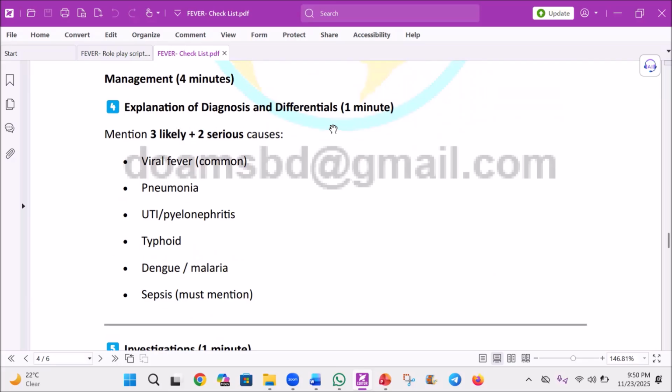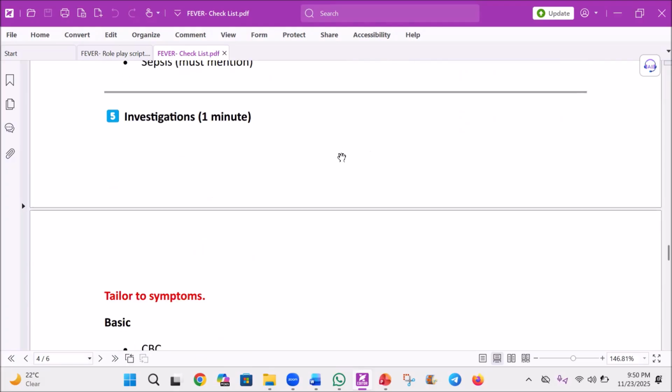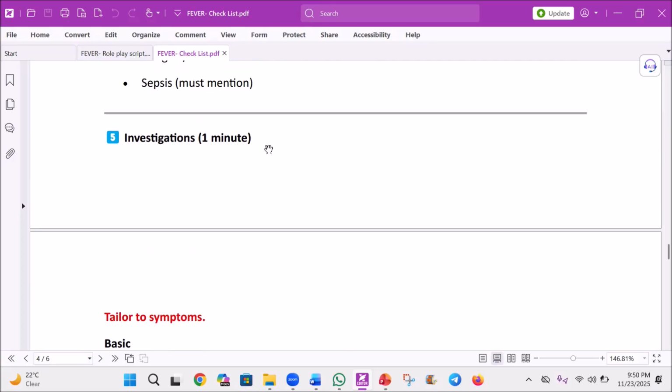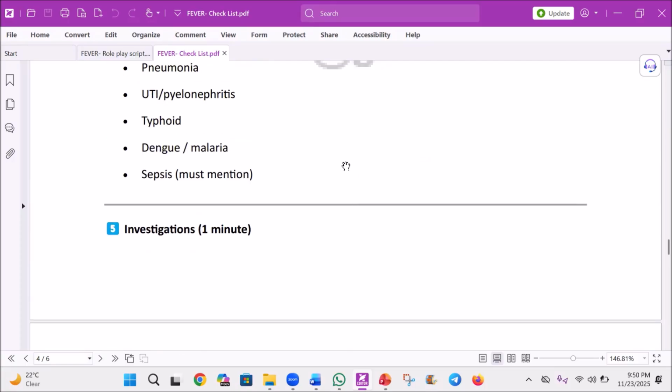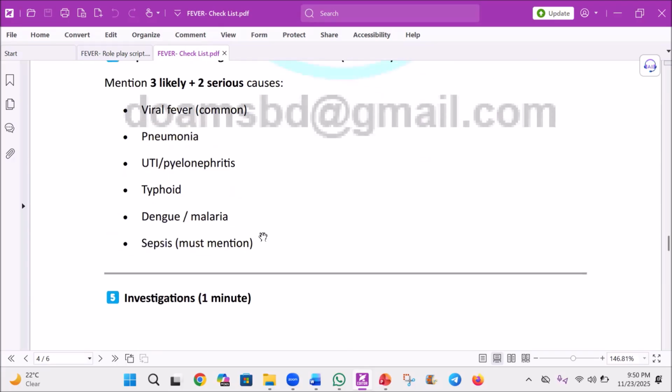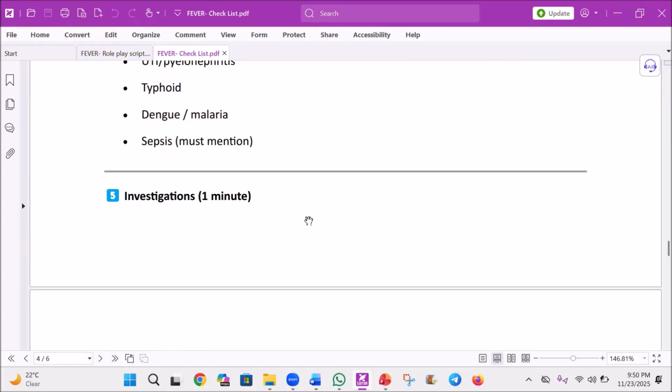Explain diagnosis and differentials in 1 minute. Okay, and a traditional format will be that you say three differentials to the patient and two serious causes you are thinking about, including investigation. So explain the investigation in 1 minute. Always, as in those who attended our practice session, after telling your probable diagnosis, then go for the investigation.